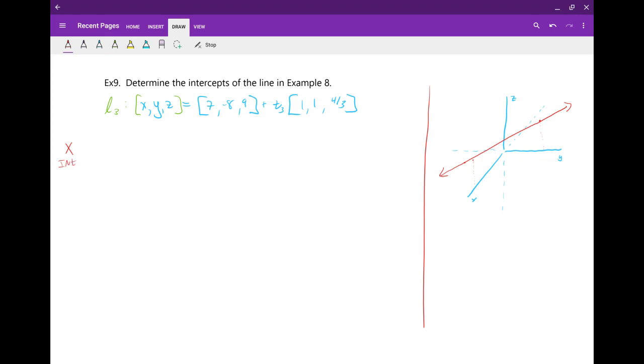You set y and z equal to 0. So I'm going to go x, 0, and 0. And I'm going to use the parametric form, right? Well, x equals 9 plus t3 times 1, right? And so, apparently, in this scenario, t3 is negative 9.